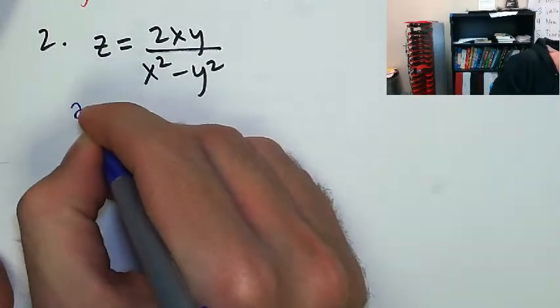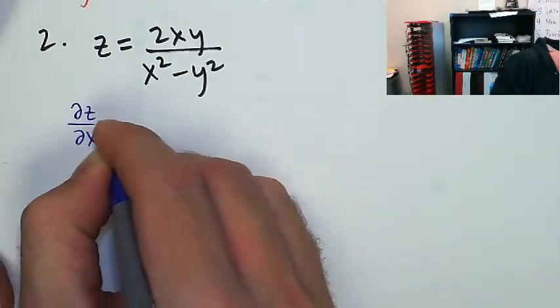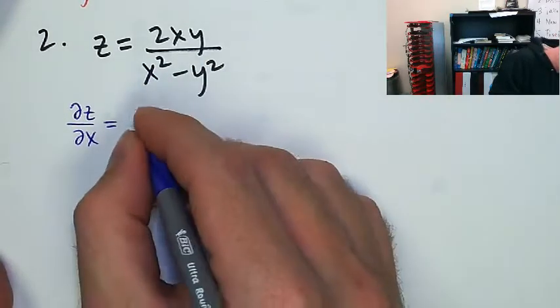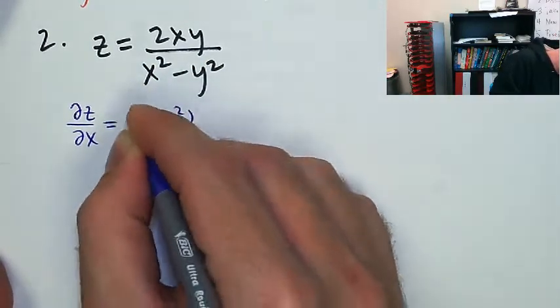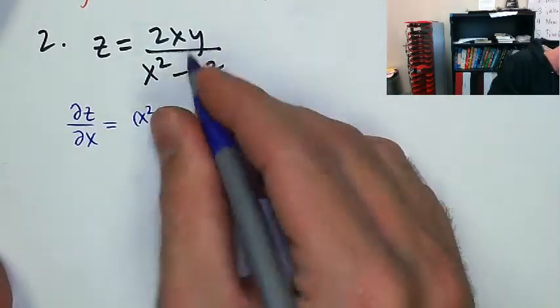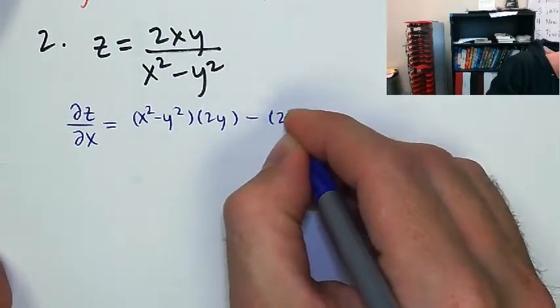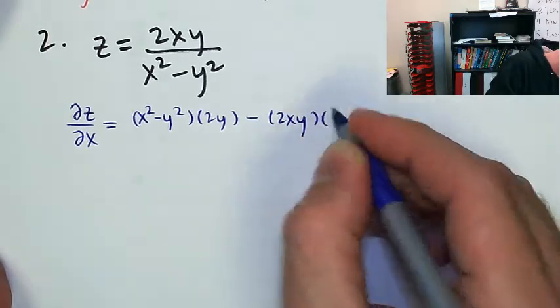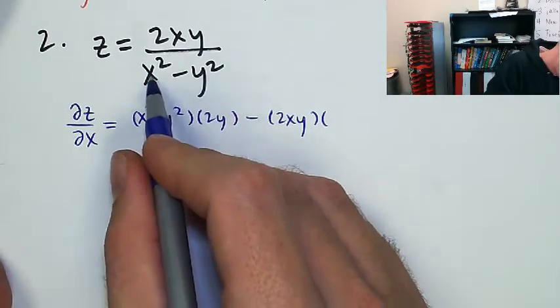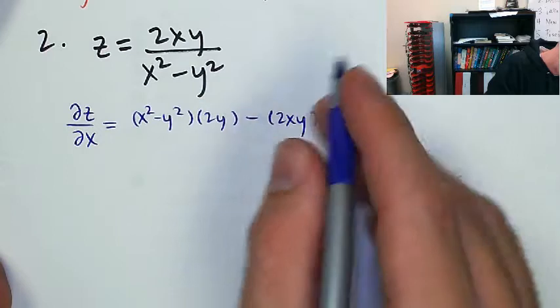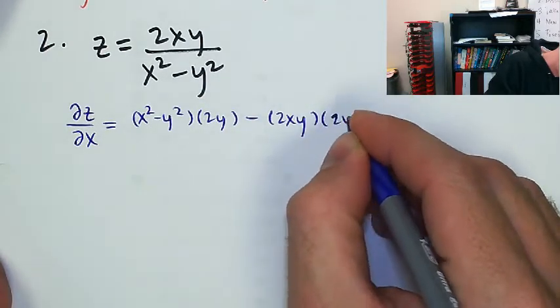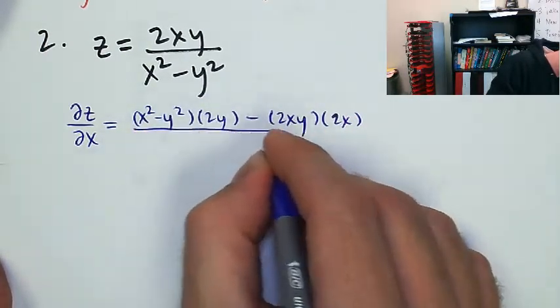So partial derivative of z with respect to x is going to be bottom times the derivative of top with respect to x, which will be 2y, minus the top times the derivative of the bottom with respect to x, which would be 2x minus 0, divided by the bottom squared.